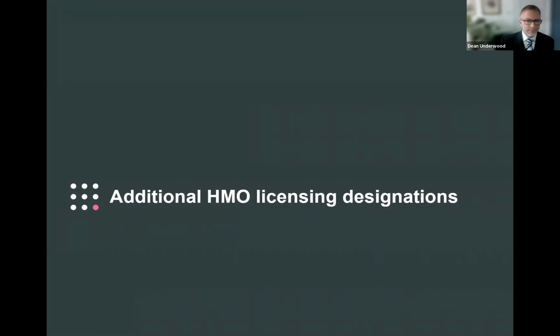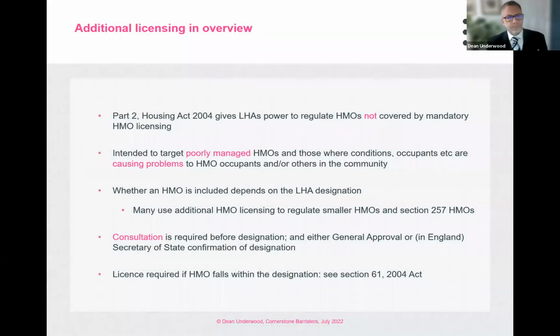additional HMO licensing. By way of an overview, you'll find the relevant provisions for additional HMO licensing, along with those of mandatory licensing, in Part 2 of the 2004 Act. And that gives local housing authorities power to regulate HMOs that are not covered by mandatory HMO licensing. And so instantly you'll be thinking, given what I said on the previous slide, well, in that case, then it must be directed primarily at, for example, smaller HMOs, those occupied by 3 or 4 persons living in 2 or more separate households, and Section 257 HMOs.